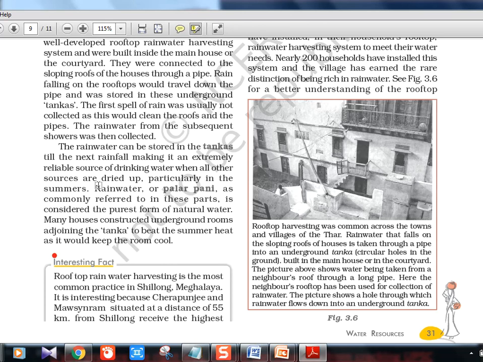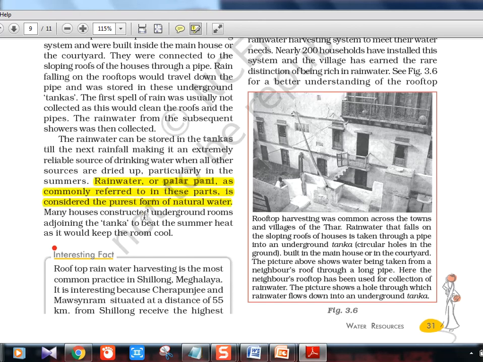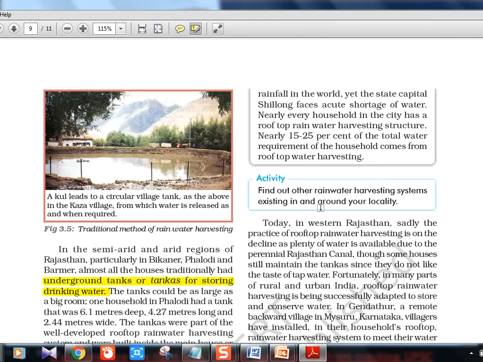Rainwater, or palarpani, as commonly referred to in these parts, is considered the purest form of natural water. Okay, they consider rainwater the purest water form, so they store it and then use it. Rooftop rainwater harvesting is the most common practice in Shillong, Meghalaya. It's interesting because Cherrapunji and Mawsynram, situated 55 km from Shillong, record the highest rainfall. We know all that already. So there they store that rainwater.